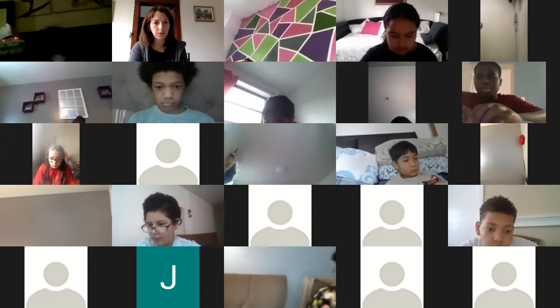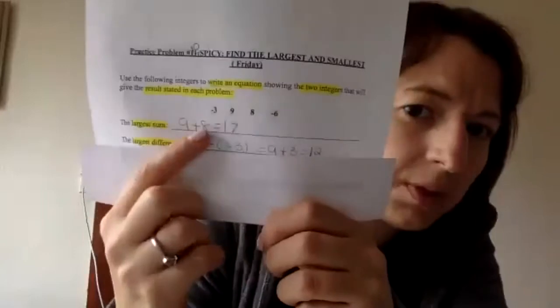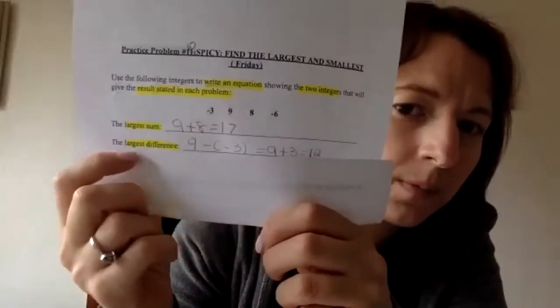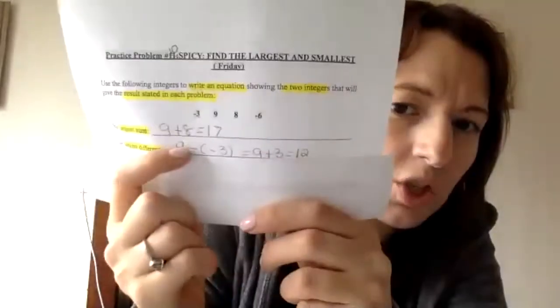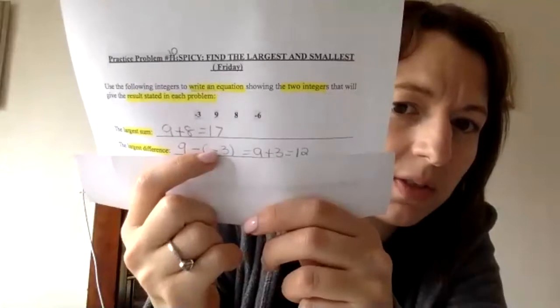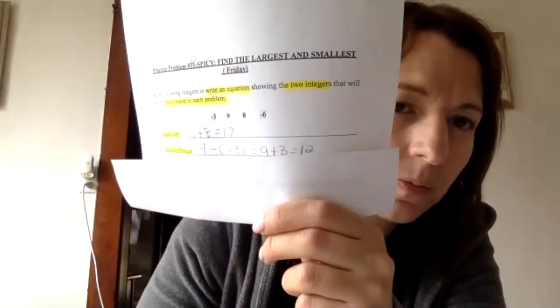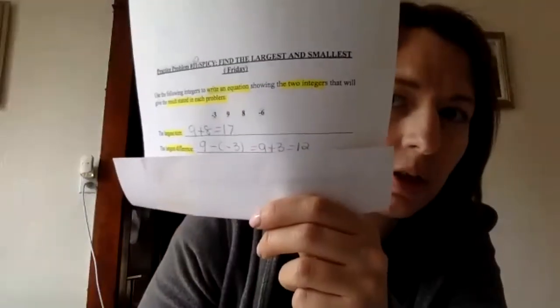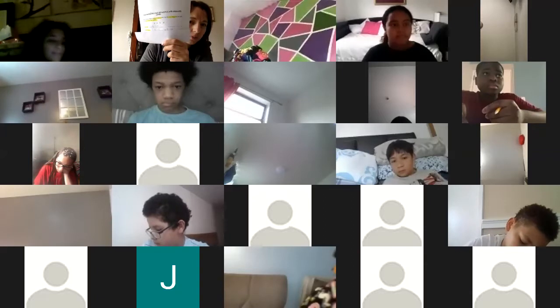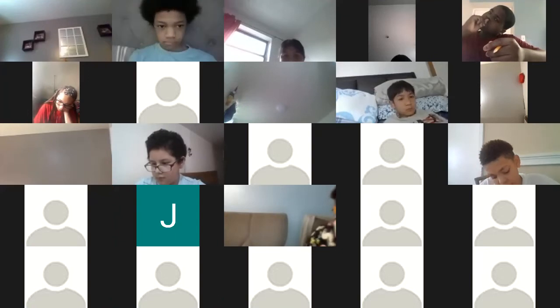So far, this is what Nathan did, all right? Nathan just did the first 2. So 9 plus 8 equals 17. That's the greatest sum. The greatest difference is 9 minus parentheses negative 3. Keep the 9, change the subtraction to addition, and the inverse of negative 3 is positive 3. Therefore, 9 plus 3 is 12. Now, Nathan, we're going to go on to the largest product. And then I'm going to call on somebody else to do the others to make it fair.